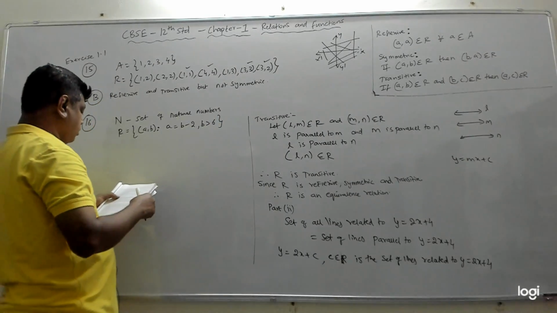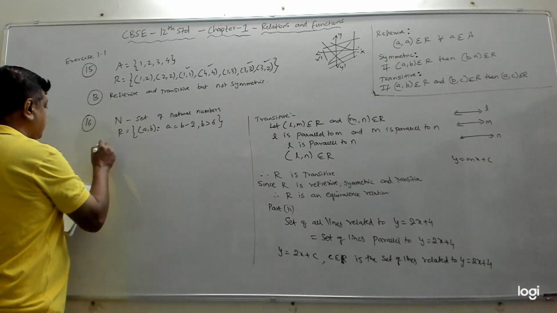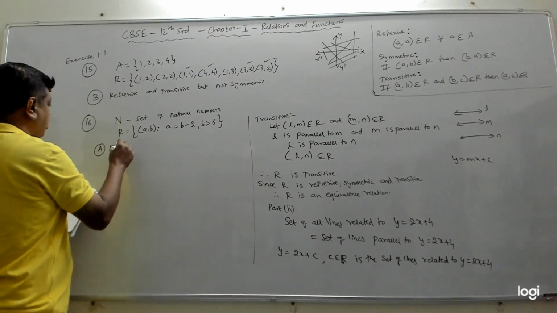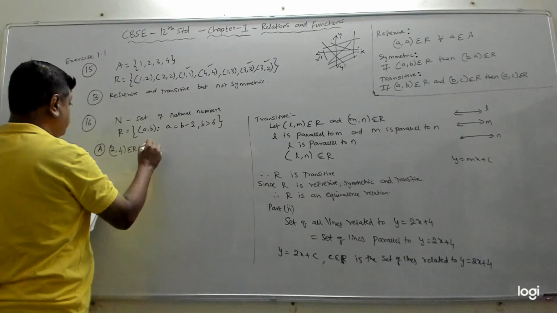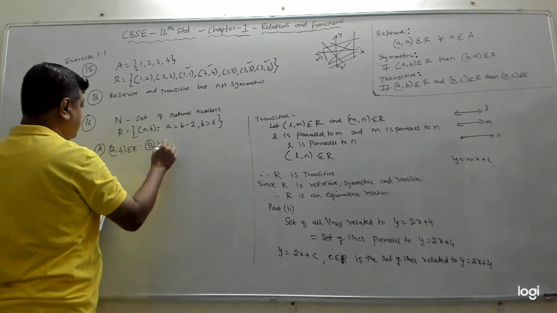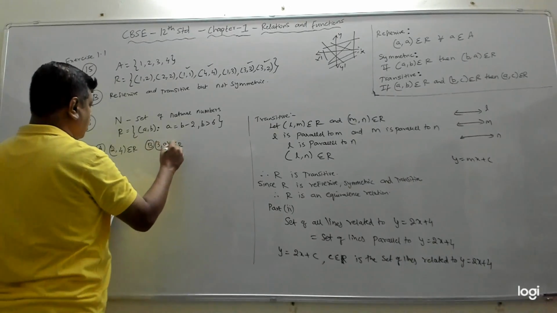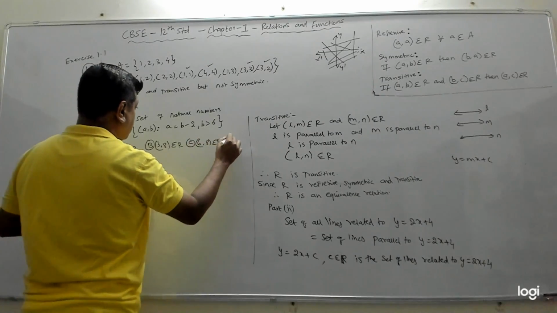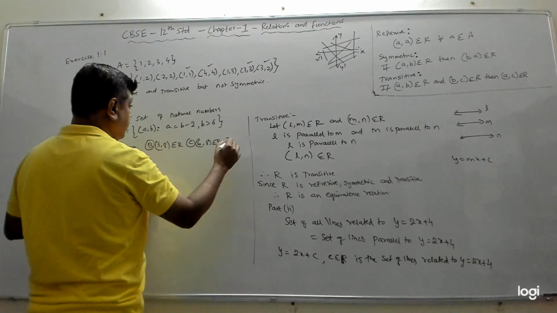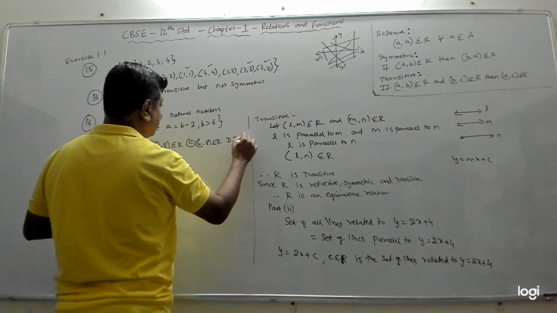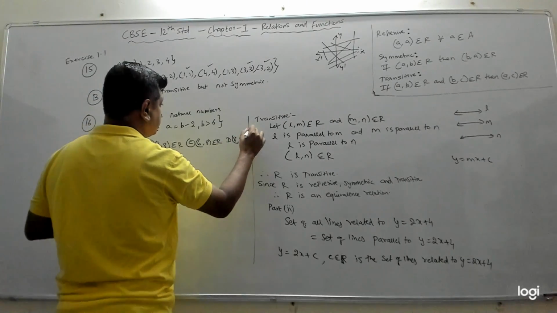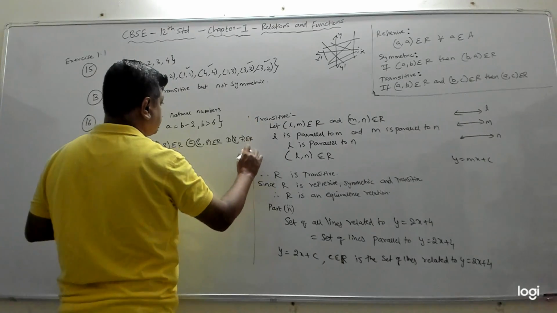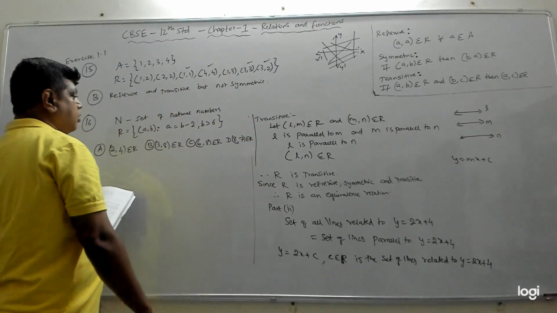Option A is (2,4) belongs to R. Option B is (3,8) belongs to R. Option C is (6,8) belongs to R. And option D is (8,7) belongs to R. Now we should choose which one is correct.